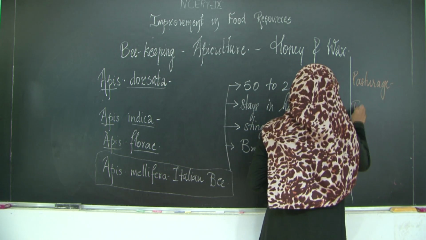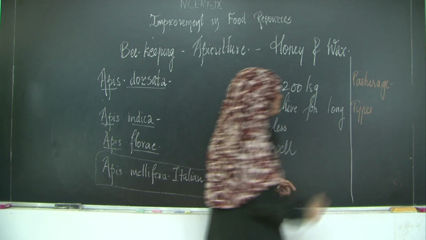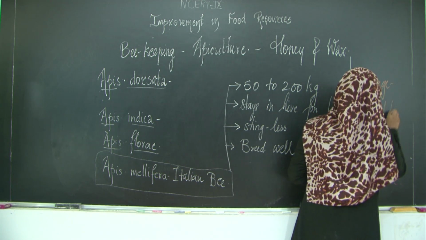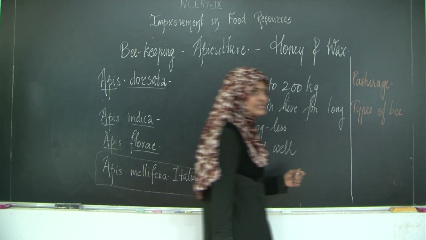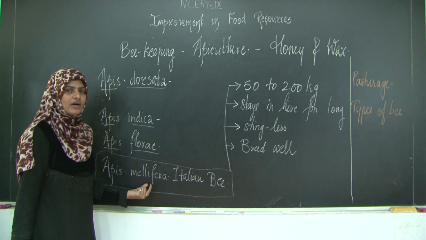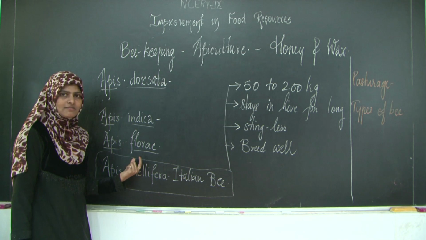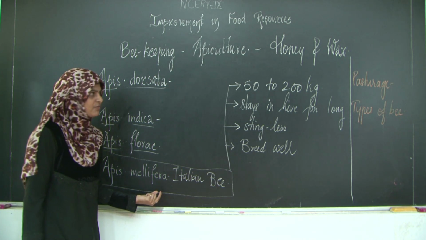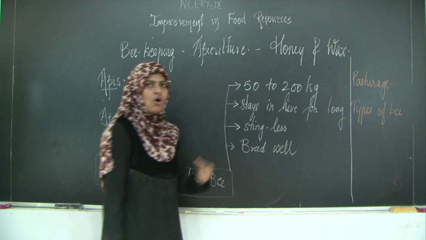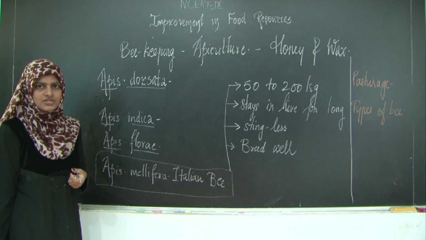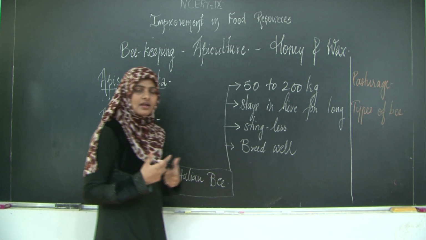And another thing on which honey production depends is the type of bee, which we already studied. We are supposed to prefer the Italian bee over all the others, the rock bee, the Indian bee or the Apis florea. The Italian bee is much more preferred. Why? Because it has all these characteristics. Okay. So, this is all about apiculture. With this we finish our chapter.